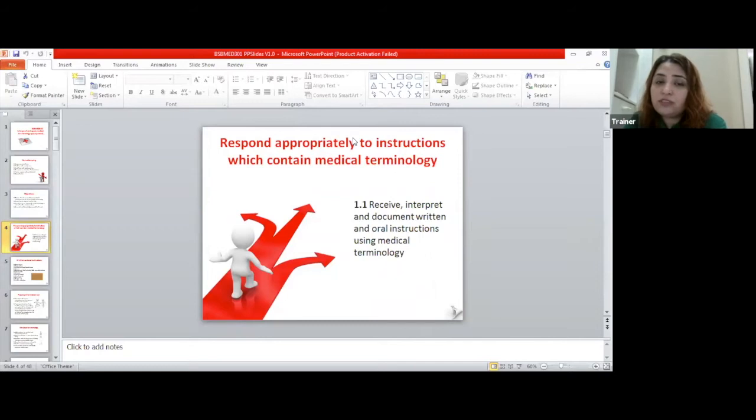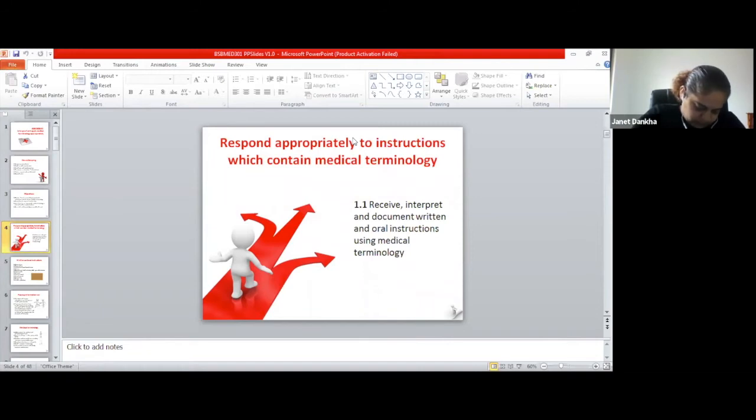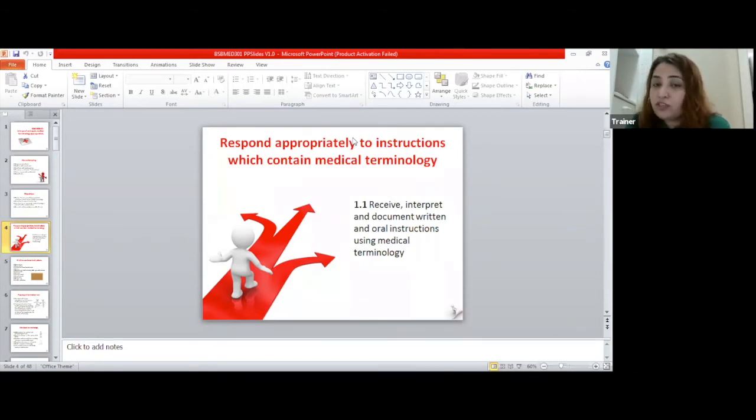What's the opposite of medical terminology? Layman's terms. So instead of hypertension, what's the layman's term? High blood pressure. Hypotension is the medical terminology, and the layman's term is low blood pressure. Right? So those kinds of things.